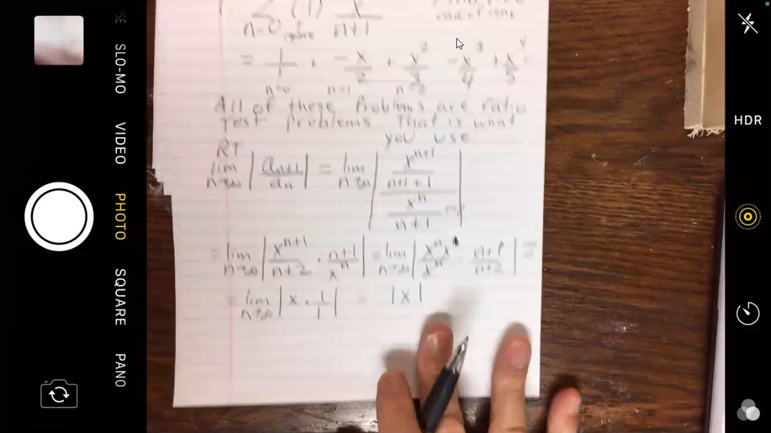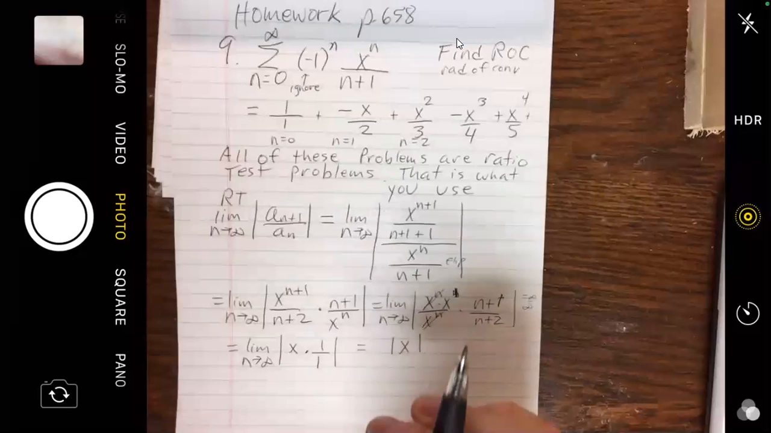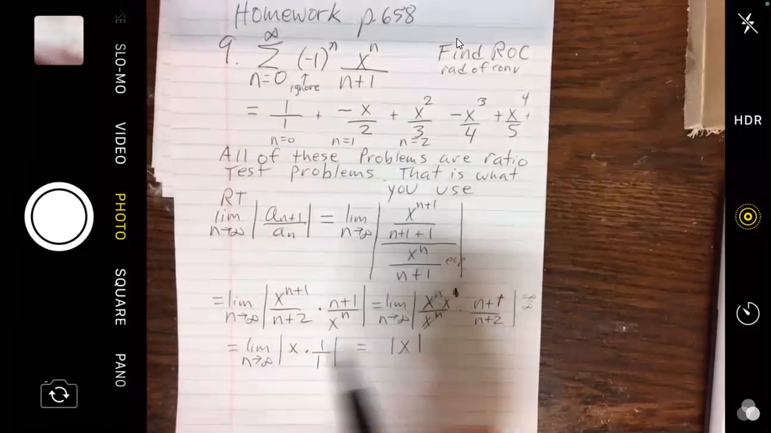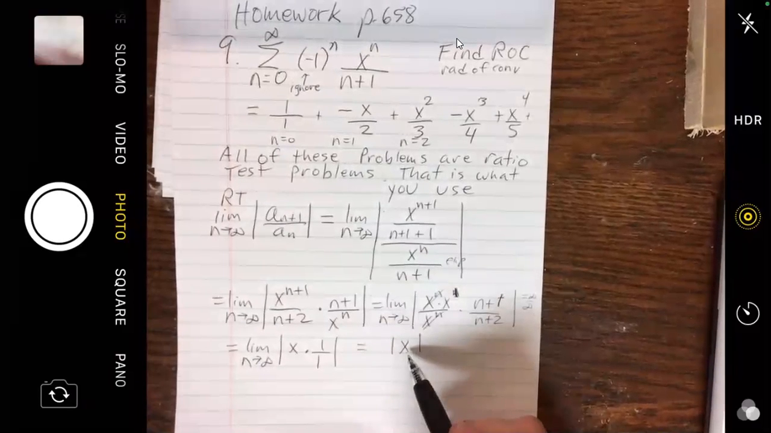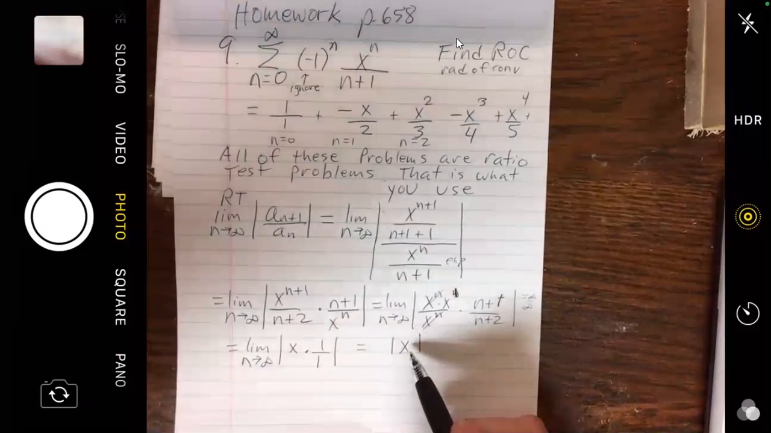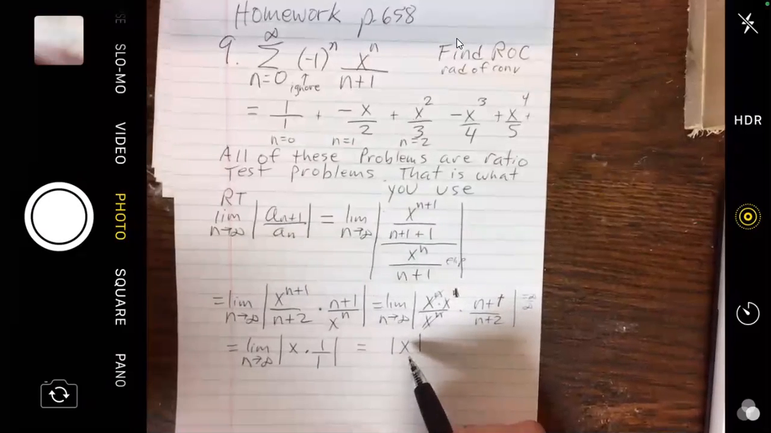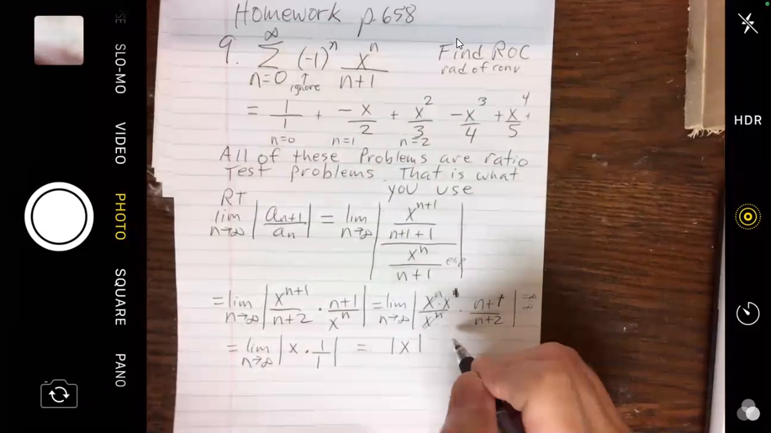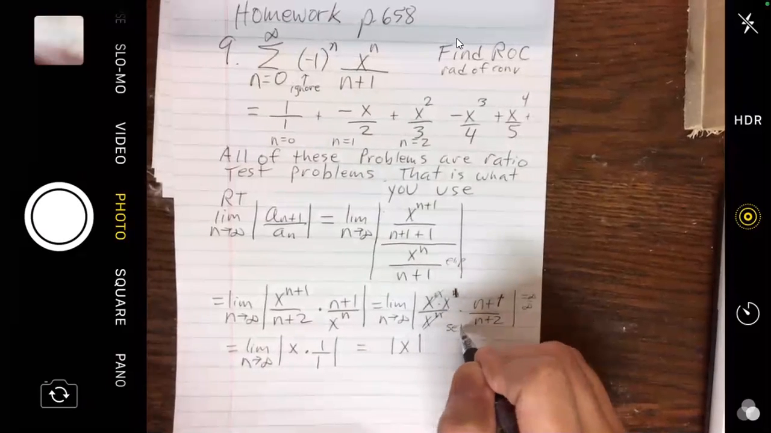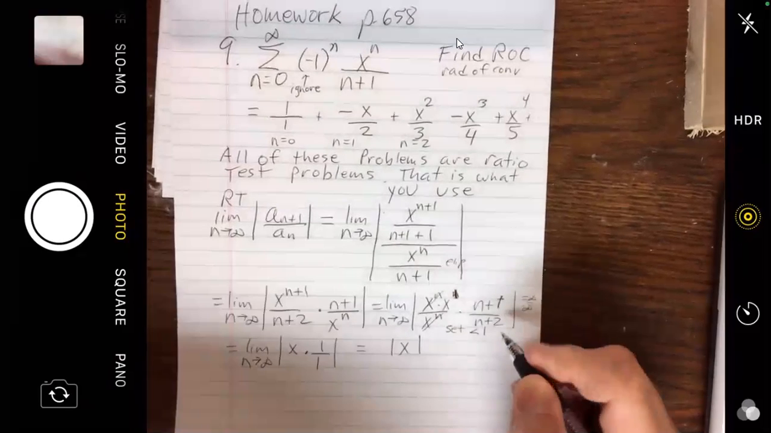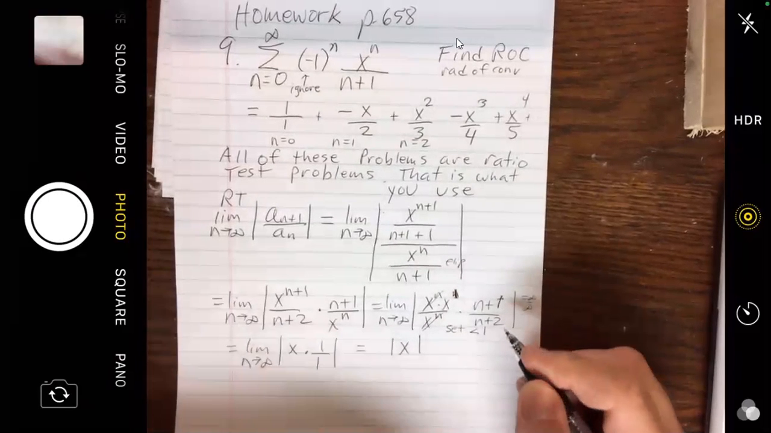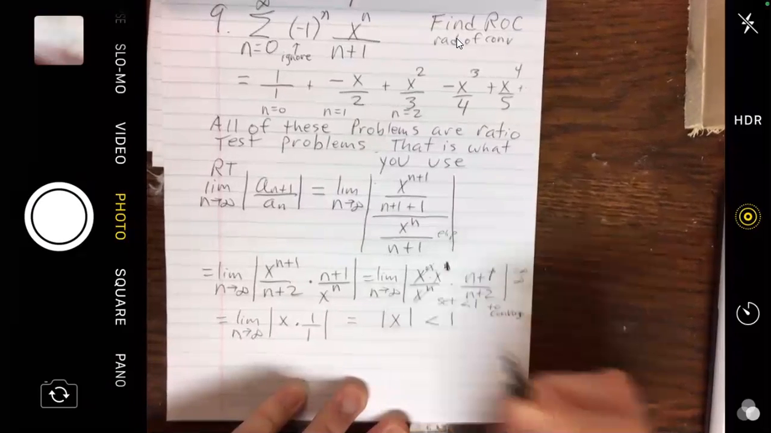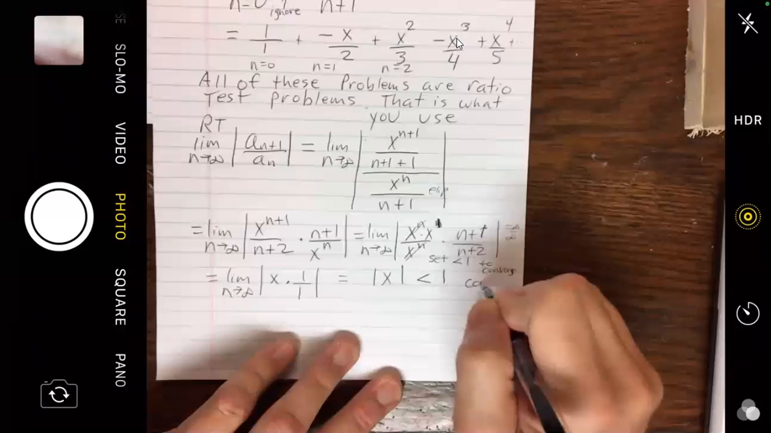Now this is where it's slightly different from 9-6. In 9-6, you came out with a number. Remember, if that was less than 1, you converged. Greater than 1, you diverged. Equals 1, no idea what was going on. So what you want to do here is set less than 1 to converge. So we're going to set less than 1, and we're going to have convergence.